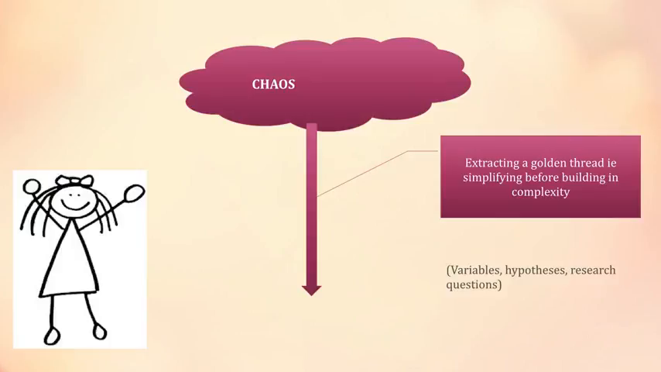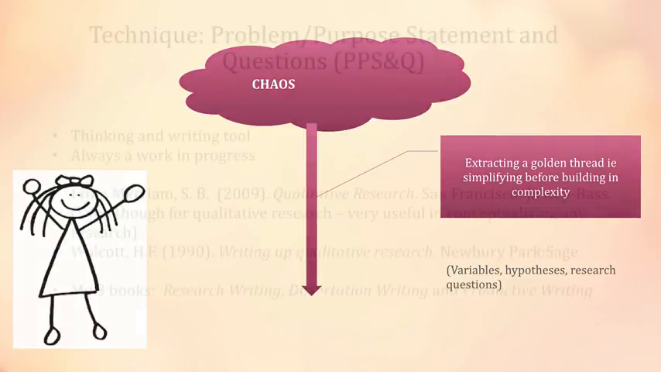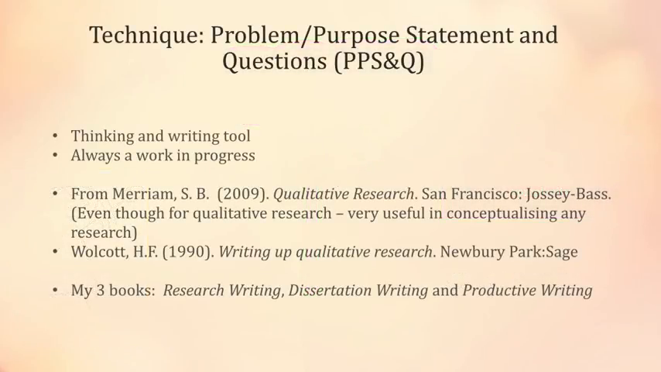So this technique is a way of clarifying your thinking, and then afterwards you would develop hypotheses, variables, research questions, etc. So the technique is called the problem purpose statement and questions, or PPS and Q for short. And you've probably done problem purpose statements before, but this is done in a particular way. And this is a thinking tool, but it can also be used as a writing tool.